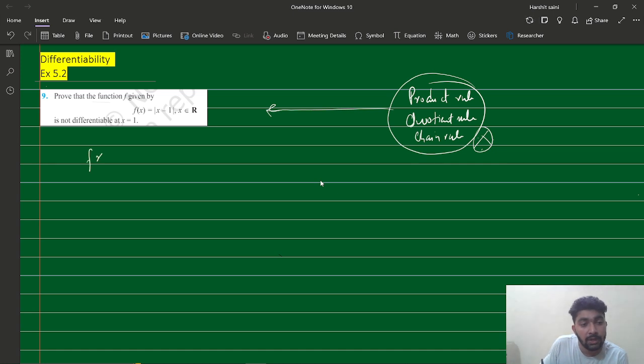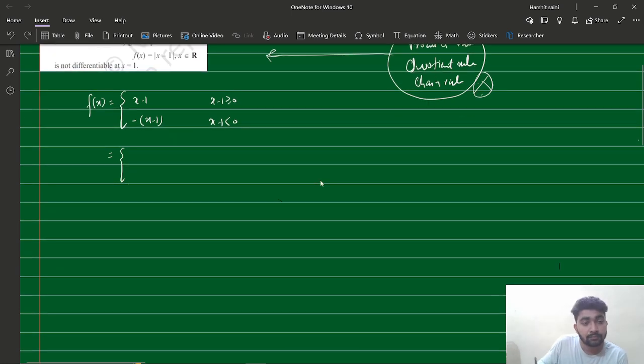First of all, we need to redefine the function. If x minus 1 is greater than or equal to 0, then you will get x minus 1, and if x minus 1 is less than 0, then you will get minus of x minus 1. Redefining it again, if x is greater than or equal to 1, then you get x minus 1 simply, and minus x plus 1 if x is less than 1. This is your f of x.